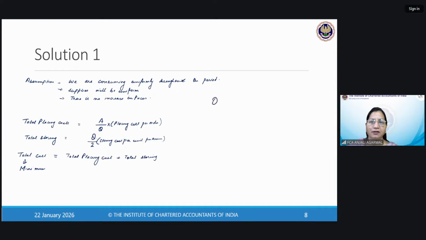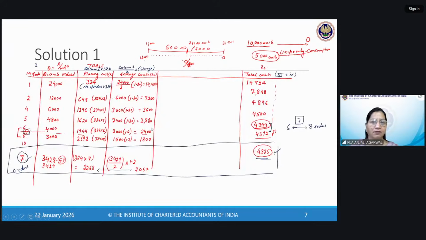So when you do that, the quantity order is given by under root 2 into annual usage into cost of placing an order or ordering cost divided by S, storage cost. So whatever we have done through table here, we could have also done using the formula: 2 into A into cost of placing an order, which is 324, divide by 1.2, under the root.